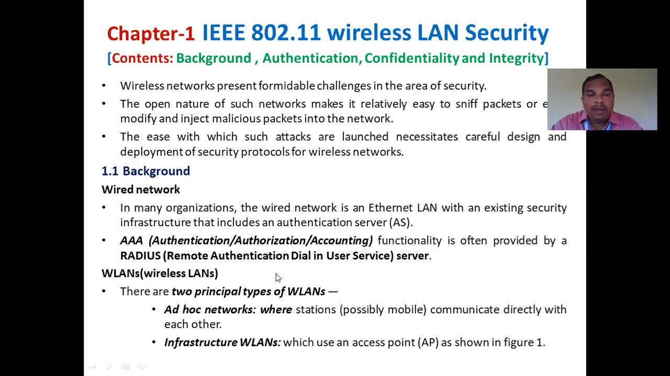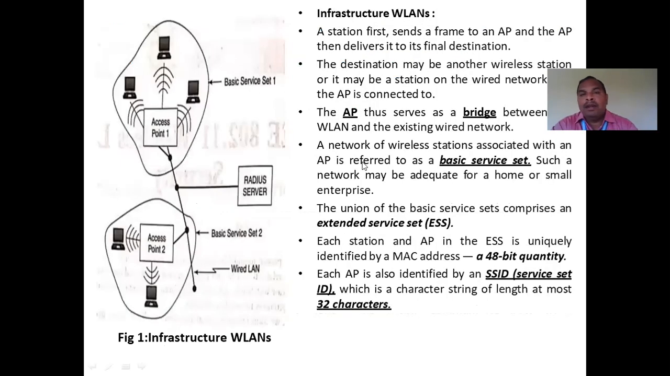When you come to wireless networks, they are broadly classified into two types: ad hoc networks and infrastructure wireless LANs. Ad hoc networks are where the stations communicate directly with each other. I will tell you what a station is later; for now, try to understand it in a simple way. Whereas in infrastructure networks, stations use an access point. You can observe here the figure representing an infrastructure wireless LAN.